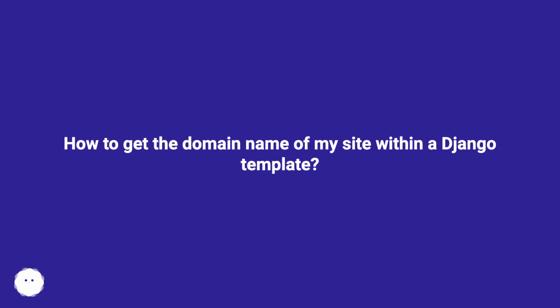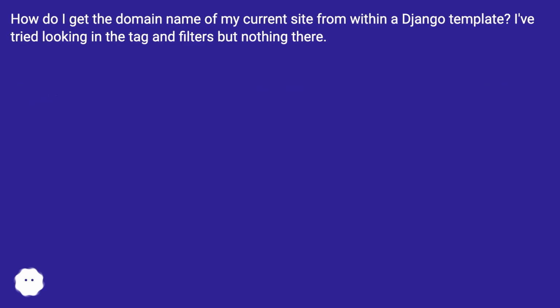How to get the domain name of my site within a Django template. How do I get the domain name of my current site from within a Django template? I've tried looking in the tags and filters, but nothing there.